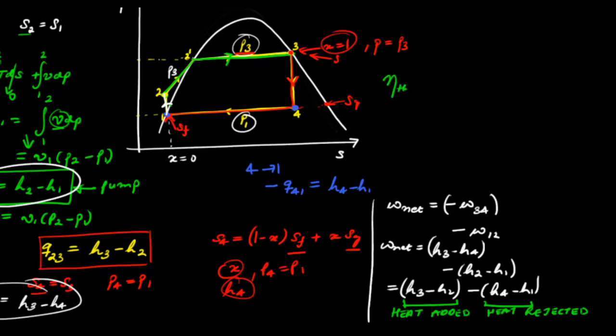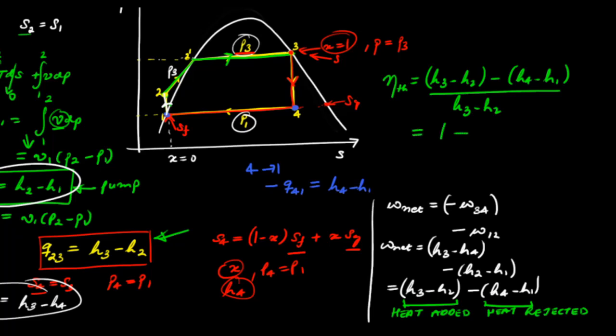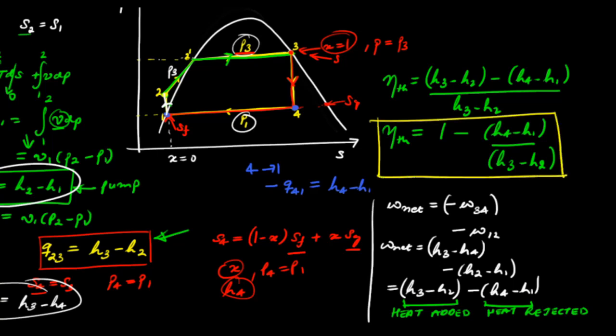So the thermal efficiency is this net work, that is H3 minus H2 minus H4 minus H1, over the heat that is absorbed by this cycle, and that is H3 minus H2. This gives us the efficiency of the Rankine cycle.